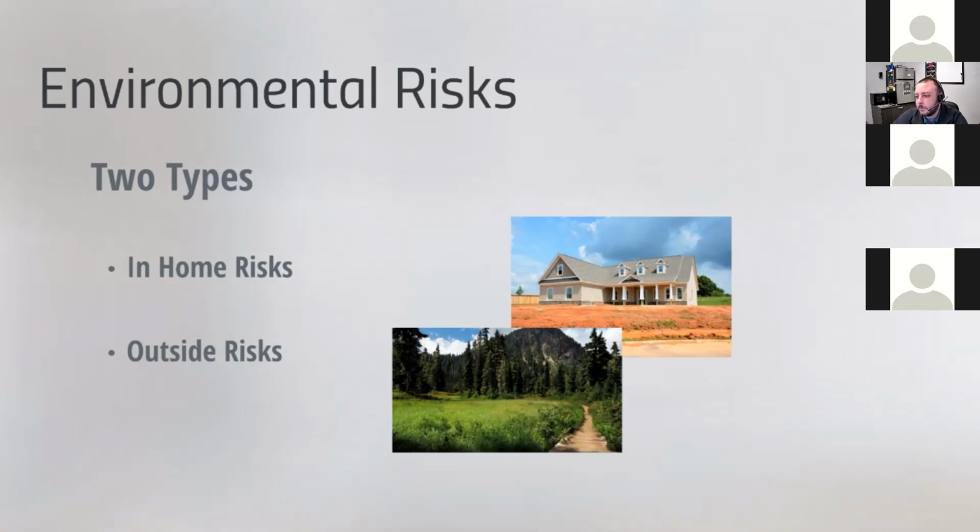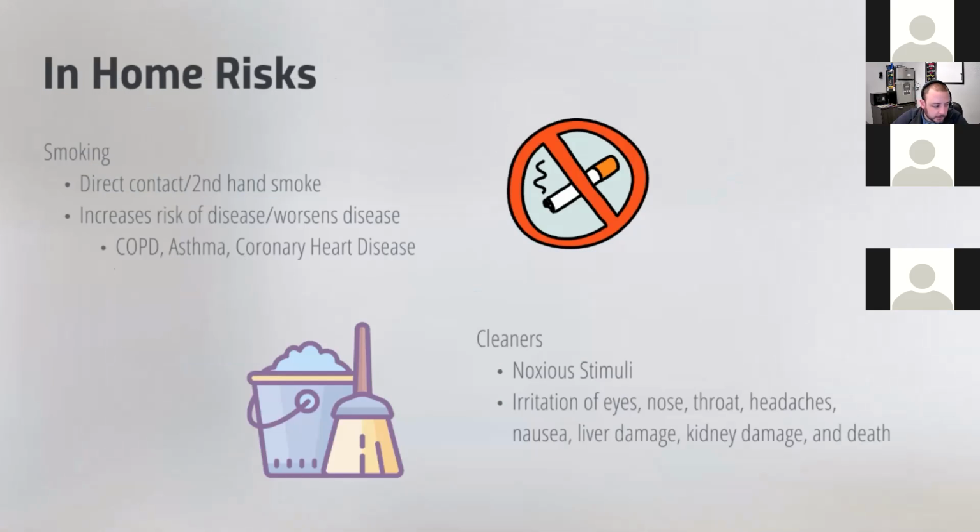All right, environmental risks. There are kind of two types: your in-home risks and your outside risks, right? Your in-home risks are like if people smoke, or if they use really noxious cleaners in their house, anything that could worsen their health condition. We don't really think about it, but harsh cleaners can definitely cause liver damage and kidney damage. If they're already at risk for kidney failure, it's probably a good idea that they're not using a strong chemical in their home.